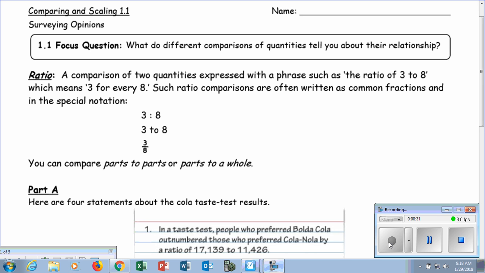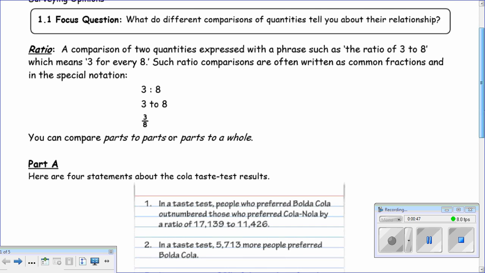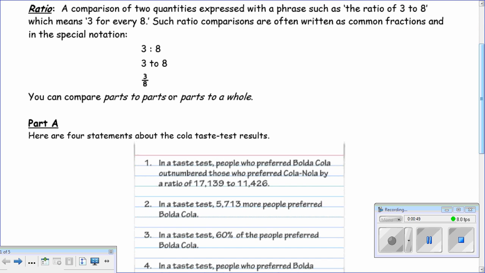So 3 of every 8 can be written as a fraction, 3 over 8. It can be written 3 to 8, and it can be written 3 colon 8. They all mean the same thing. They're just written in different notations. It can also be said that you can compare parts to parts, or you can compare parts to a whole.